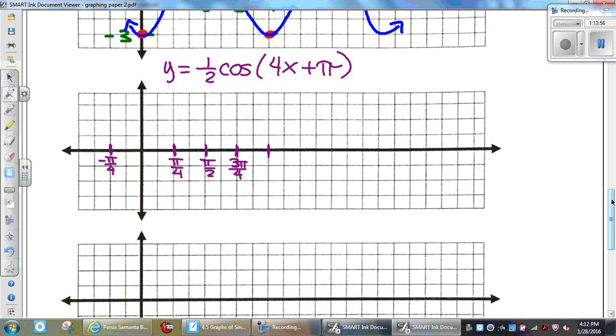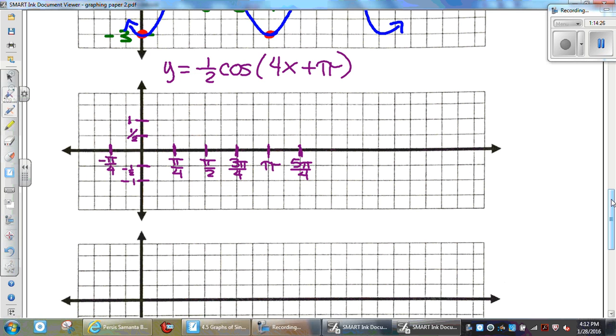And here we will have pi. This will be 5 pi over 4. And we can keep going, but we're just going to graph one cycle because that's what the example is asking us to do. So we have our maximum points, and we want to have 1/2, so let's go ahead and make this one a 1. So this will be a 1/2. This will be negative 1/2, and this will be negative 1.